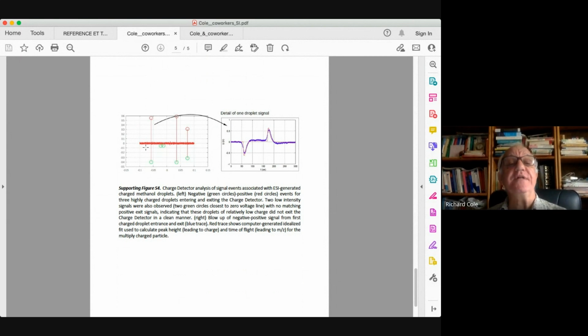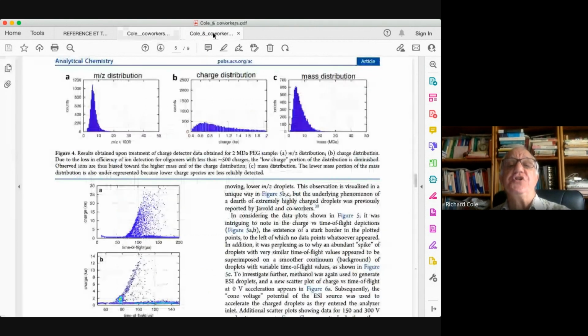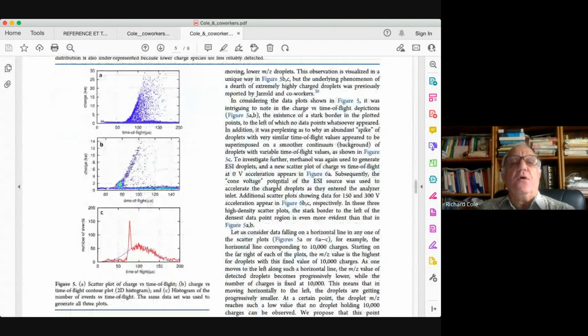Basically, if we take this first signal that was detected and zoom in on it, you can see that with this massively charged methanol droplet, we have very symmetric entrance and exit signals. That allows us to get a high signal to noise measurement of charge as well as residence time inside the charge detector. Of course, that leads us to our master charge information.